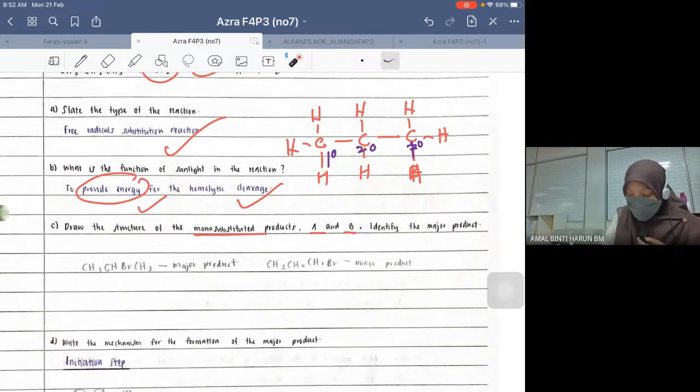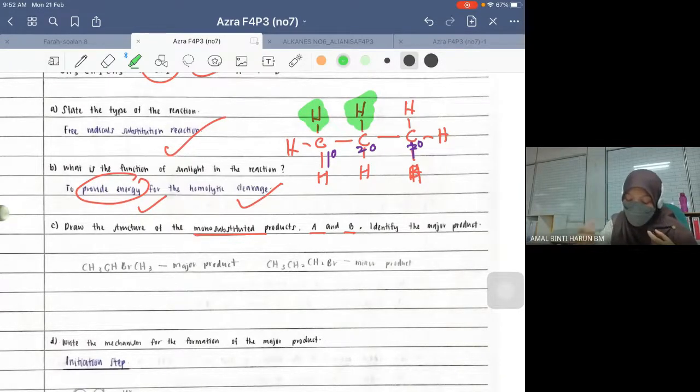So yang mana yang lebih stabil? Kita dah belajar stability of free radical dulu. Kalau kita substitute secondary free radical is more stable than primary free radical. Okay, tengok balik nota stability of free radical. Since we have two option of free radical, okay, kalau dia nak attack carbon ni, bromine masuk dekat sini. Kalau dia carbon number 1, bromine masuk kat carbon number 1 lah.